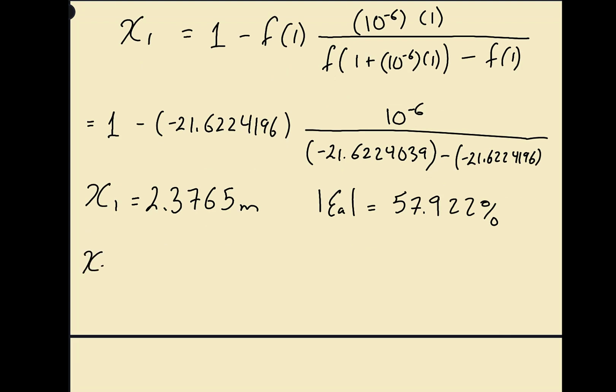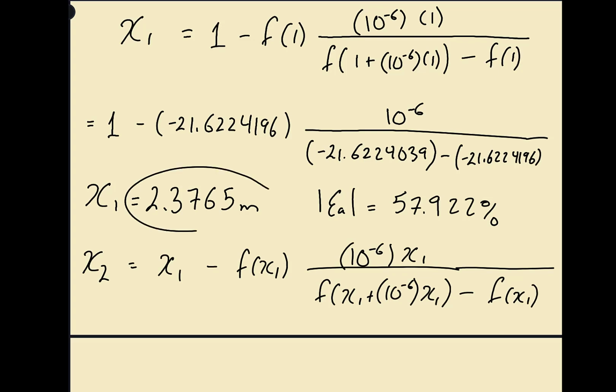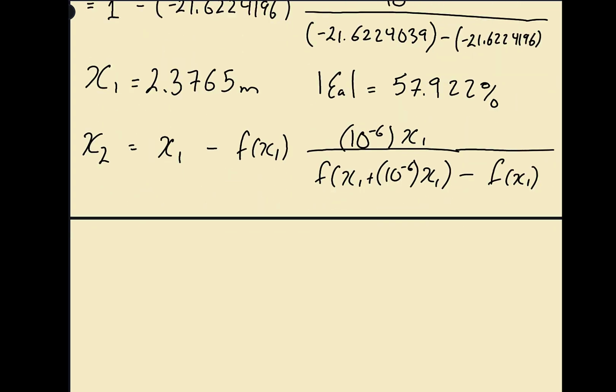So now we go to x2, where x2 is basically a function of x1, right? So it's going to be x1 minus f at x1 multiplied by 10 to the negative 6 times x1, over f at x1 plus 10 to the negative 6 multiplied by x1, minus f at x1. So what's x1? 2.3765, right? So we use that in the next iteration. You do all the math, you find that x2 is 2.0374.